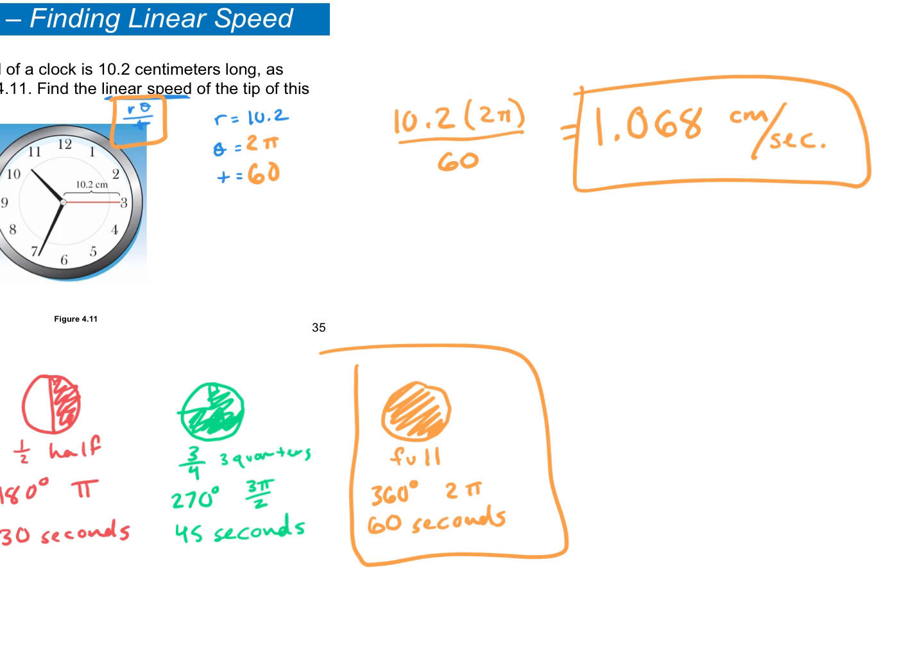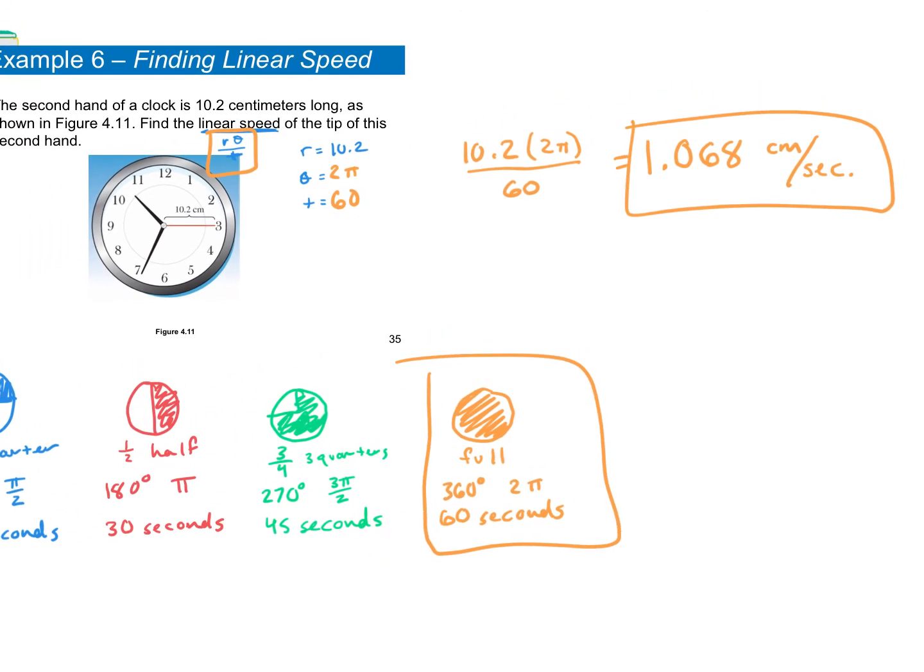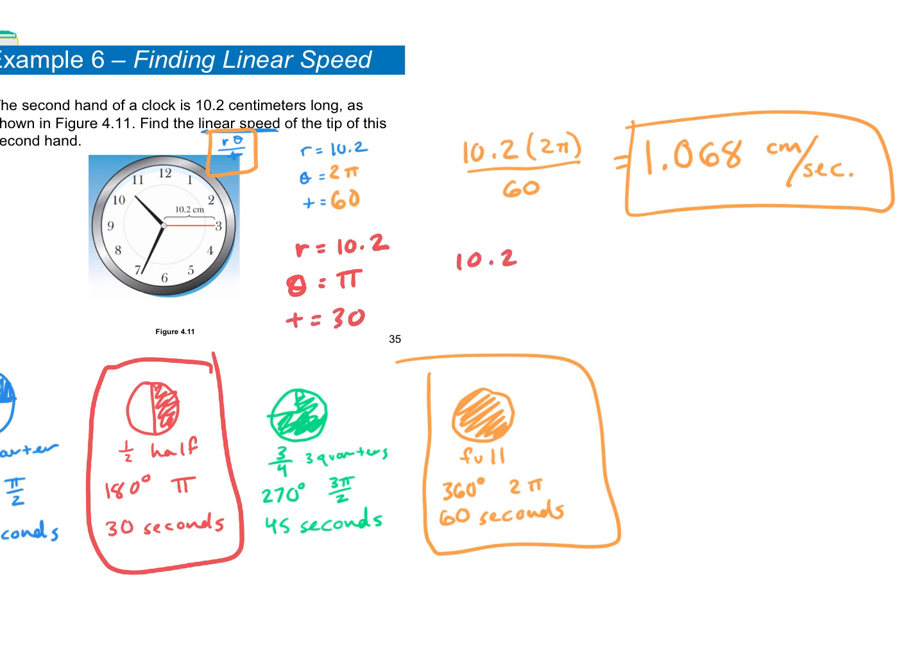Are we done? Almost. You asked a question, so I'm going to answer it next. So if this was a half rotation, 10.2 would still be our radius. Theta would be what, if it's a half? Pi. And what would time be? 30. So if we had 10.2 times pi over 30, what do we get when we put that in the calculator? 1.068 centimeters per second.